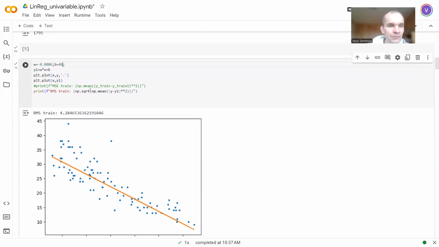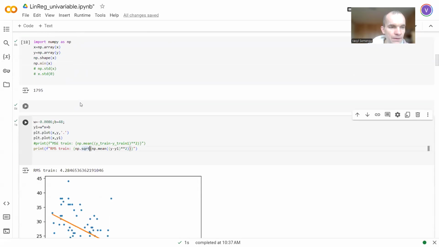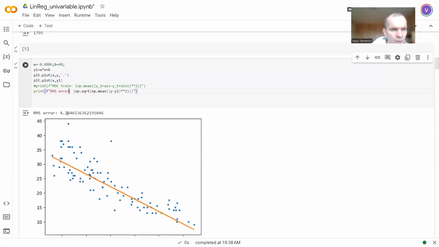I also show here the approximation error, the root mean square error, based on training data. We did not yet divide the data into training and testing, so it's just this RMS error for the whole data set, 4.3.